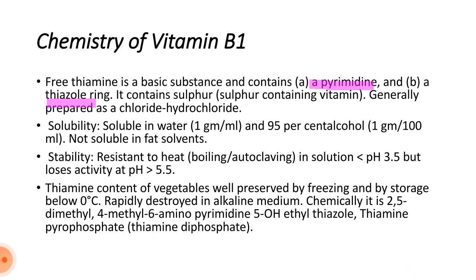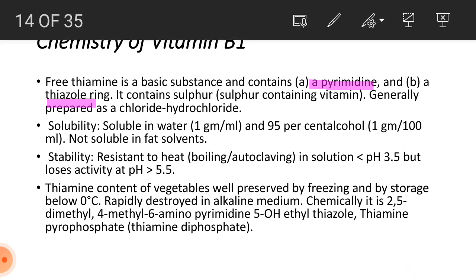It is soluble in water and 95% alcohol, but it is not soluble in fat solvents. Moving on to its stability, it is resistant to heat in solution with a pH of less than 3.5 but loses its activity at pH greater than 5.5. Thiamine content of vegetables is well preserved by freezing and by storage below 0 degrees. It is rapidly destroyed in alkaline medium.